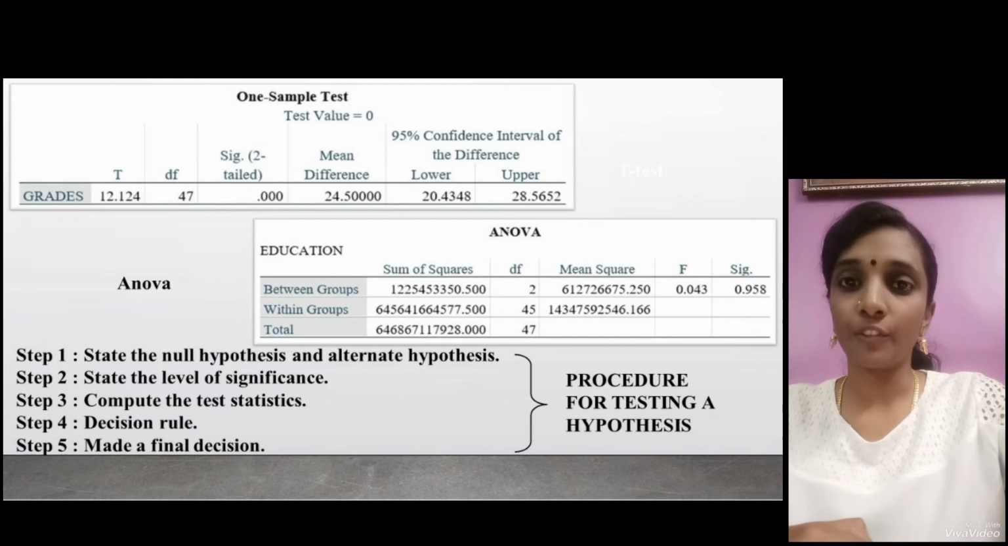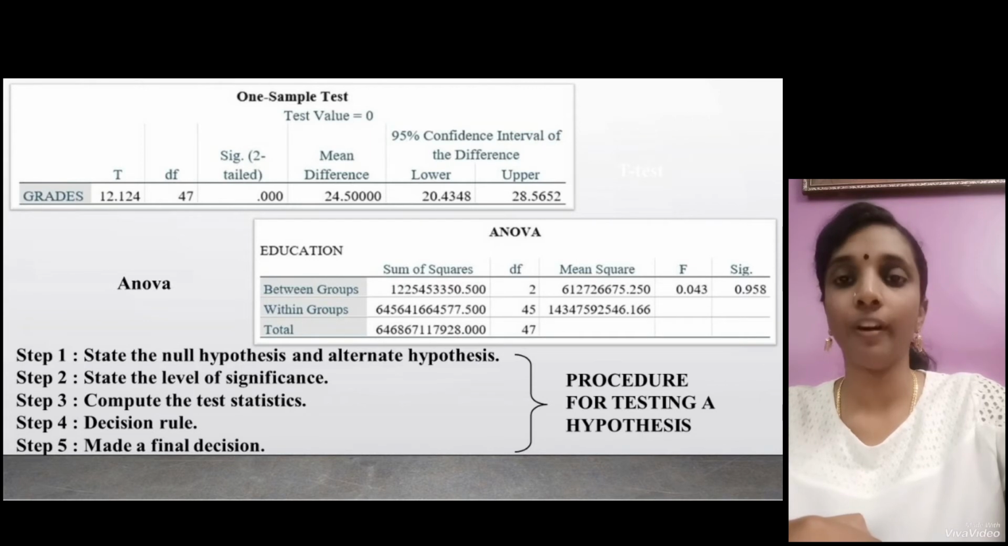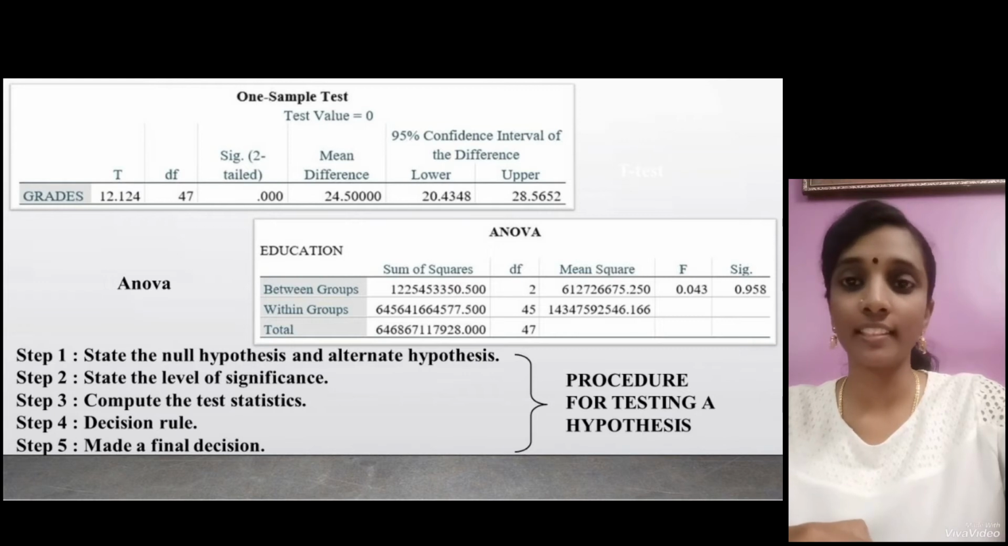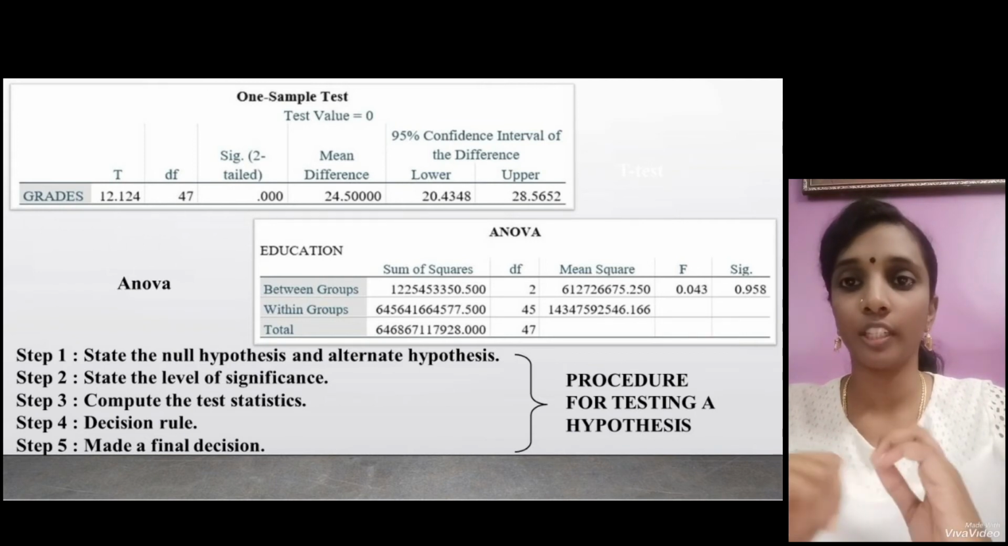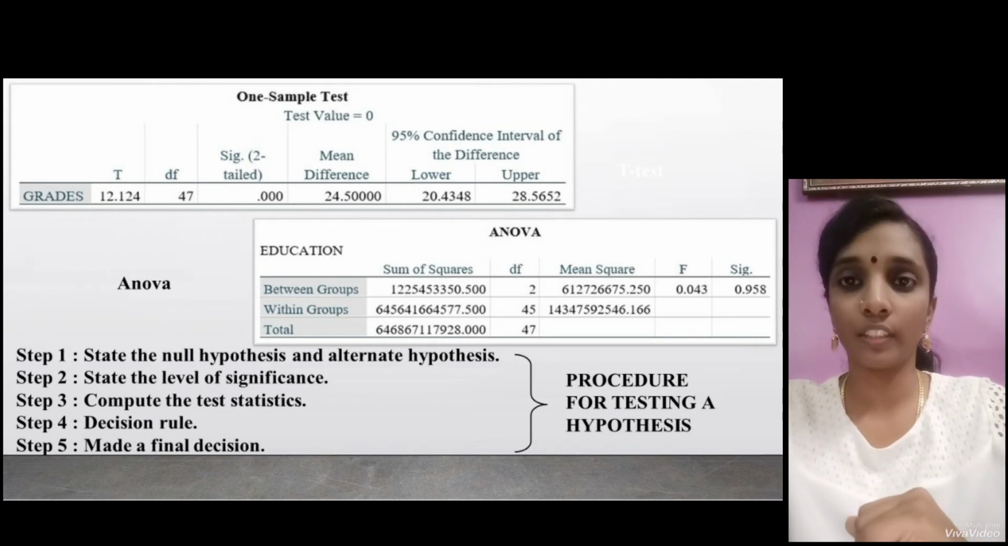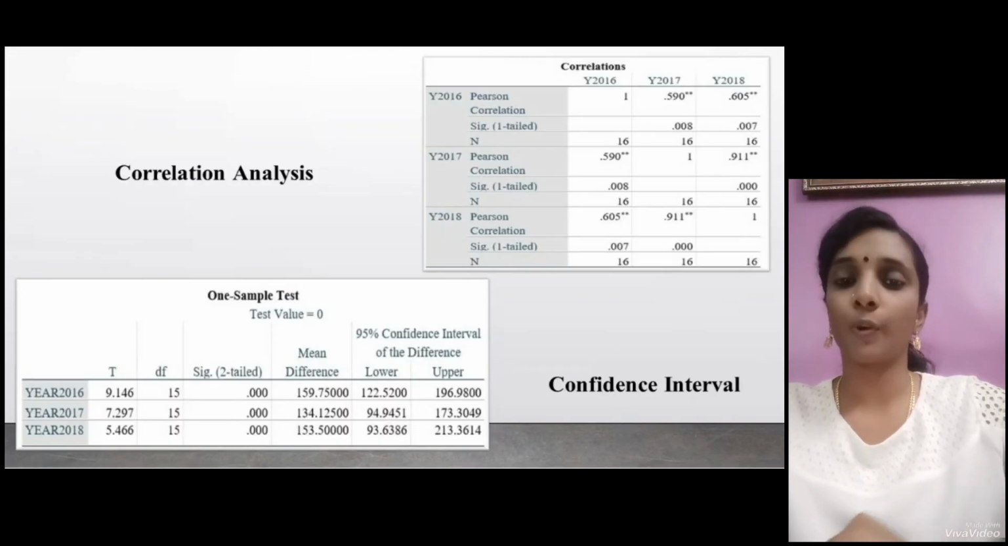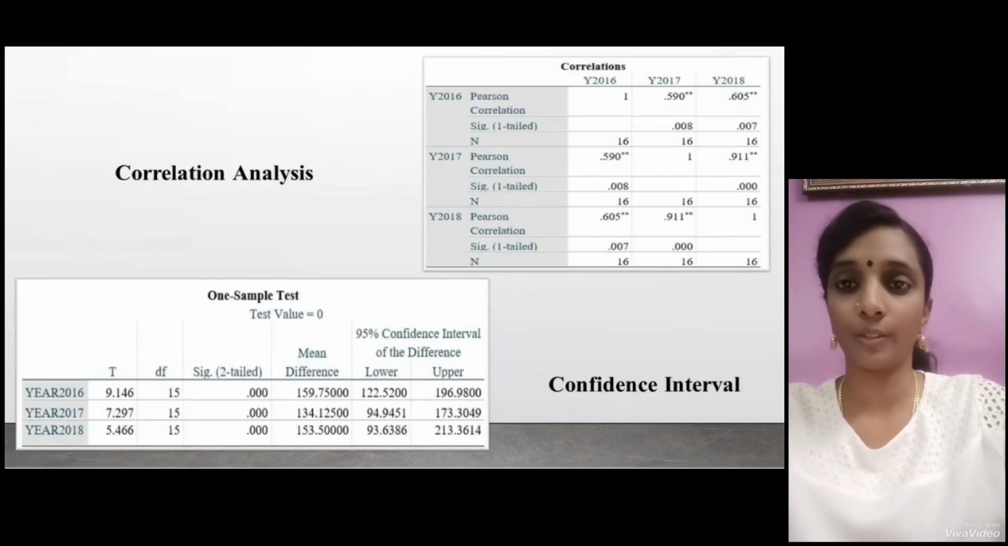Then, in the fourth step, we decide the decision rule where the significance level is less than 0.05 for ANOVA and 0.025 for t-test. The final step is to finalize the decision where we reject the null hypothesis in t-test but fail to reject in ANOVA. There is a moderate positive correlation between year 2016 and 2018 and year 2016 and 2017, where the R value is 0.605 and 0.590. The strong positive correlation can be seen between year 2017 and 2018, where the R value is 0.911.